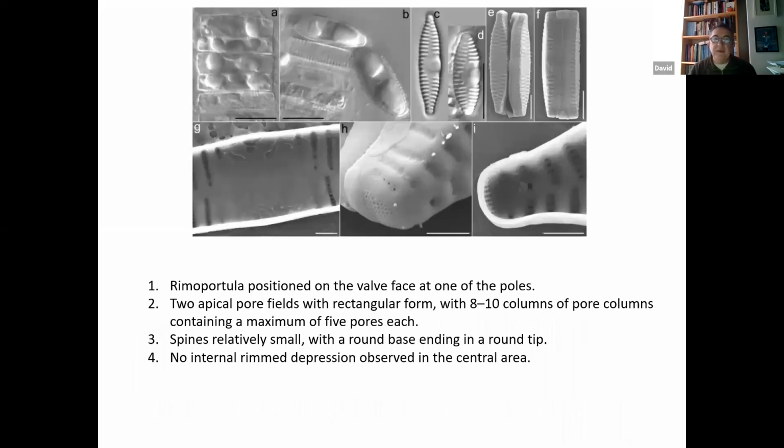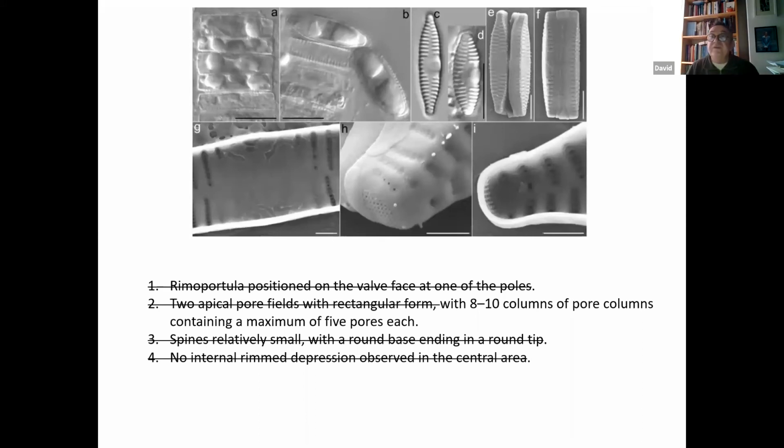Let's just go through it a little bit. I've boiled it down to 4 characters. Rhyme portrait position, blah, blah, blah. 2 apical pore fields, spines relatively small, and no internal rim depression observed in the central area. Okay, the first one, that occurs everywhere. It's all over the place. You can't use that for identification. It certainly doesn't characterize that species. Here's the next one, 2 apical pore fields. Well, everything has 2 apical pore fields, but the 8 to 10 columns, this is a bit promising now. The spines relatively small with a round base. Everything that's in Fragilaria has that. No internal rim, everything in Fragilaria has that almost.